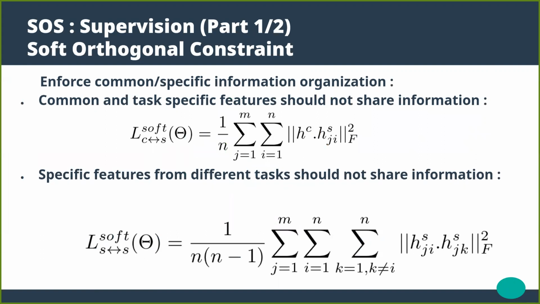So to organize the information flow, as I said before, SOS uses orthogonality constraints. So first, the soft orthogonality constraint. The aim of those constraints is to enforce complementarity between features by encouraging each task-specific feature to be independent from the common features. This is the first term, the first equation on the slide, and also to be independent from each other task-specific features. So this is the second equation on the slide.